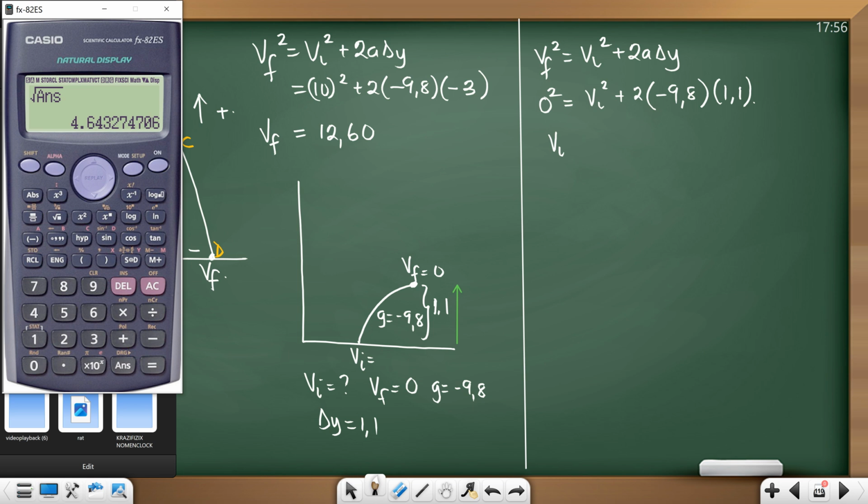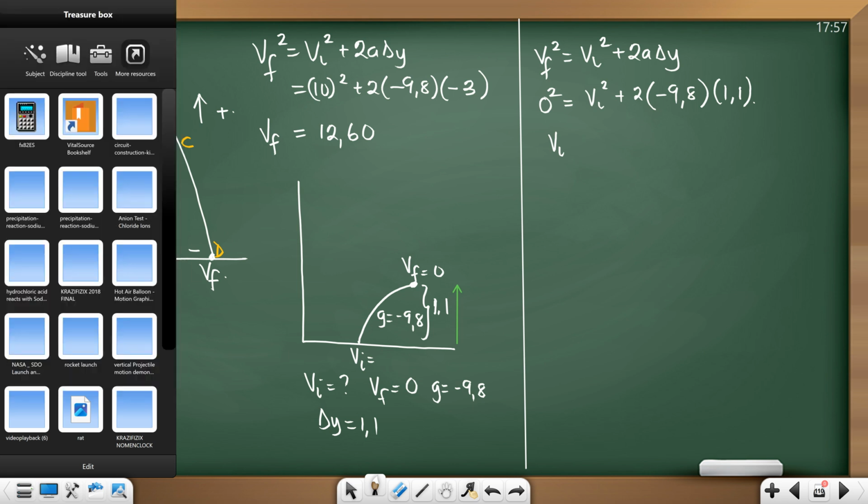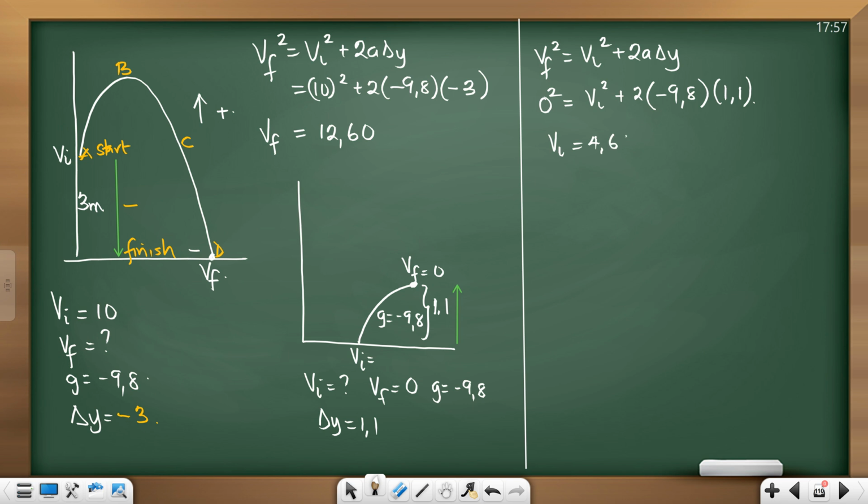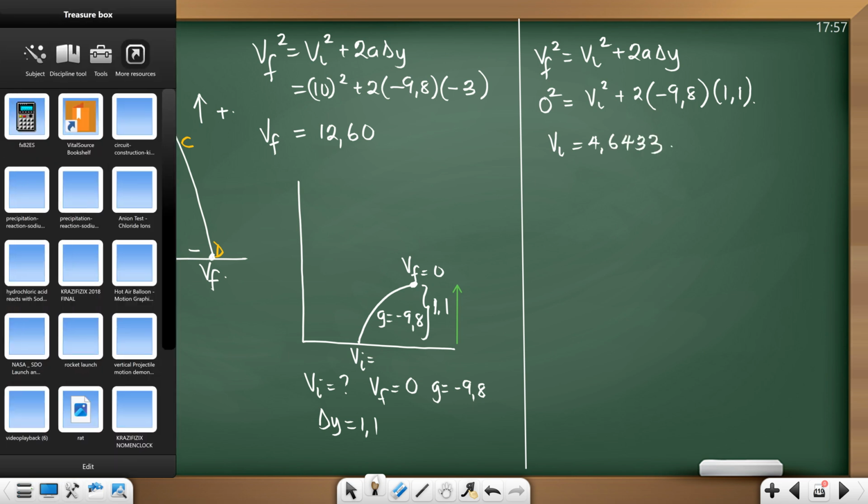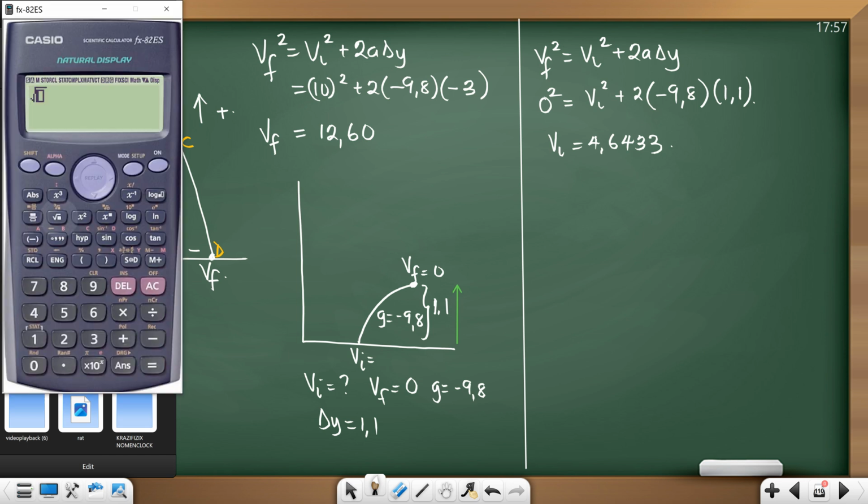Let's use 4 decimal places because I don't want to round off. 4,6433. All right, 4,6433. That would help give us a more perfect answer. Can I quickly redo this one? Square root of 100 plus 2 times 9,8 times 3. All right, 12,6016.